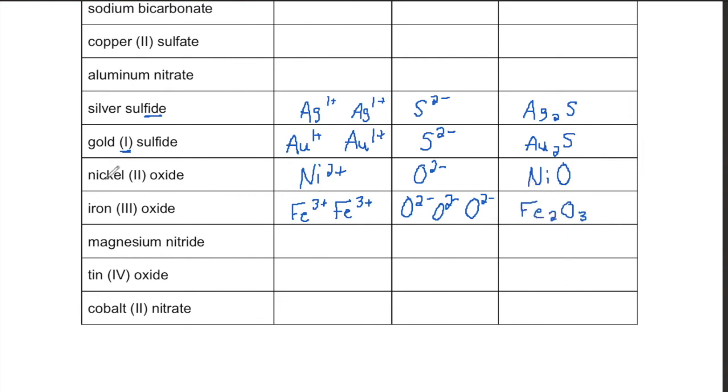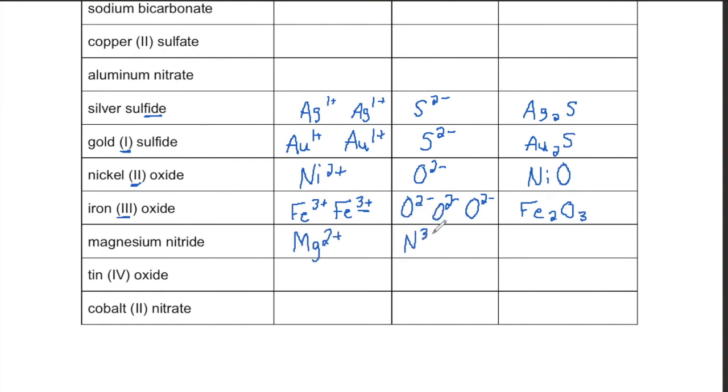So I want to point out that these Roman numerals match the charge, not the subscript. A lot of times students are trying to match the Roman numeral that they see in the name to the subscript. Iron 3 oxide does not have 3 irons in it. It has 2 irons in it, but those irons have a +3 charge. Nickel 2 oxide does not have 2 nickels in it. Gold 1 sulfide does not have 1 gold in it. So don't try to match it to the subscript.